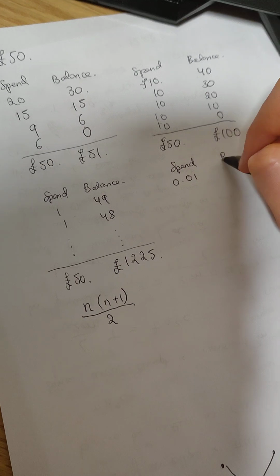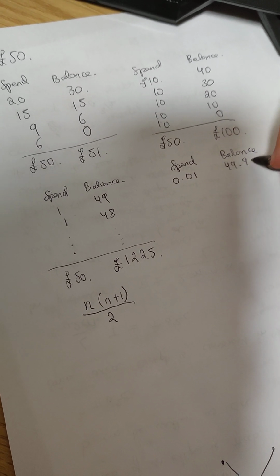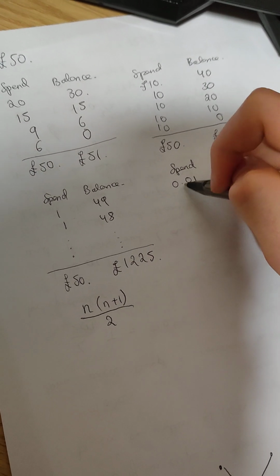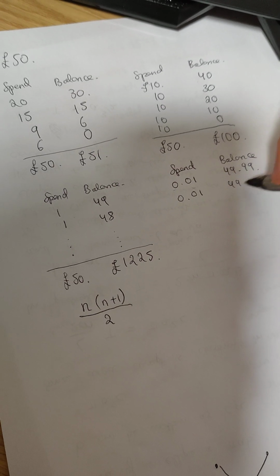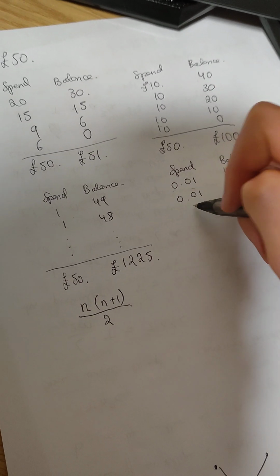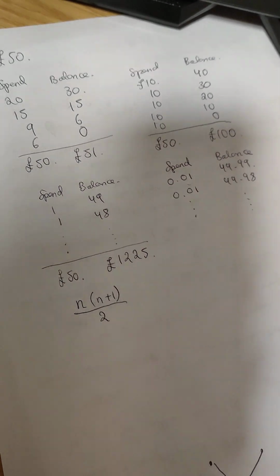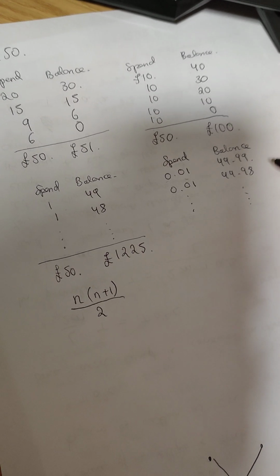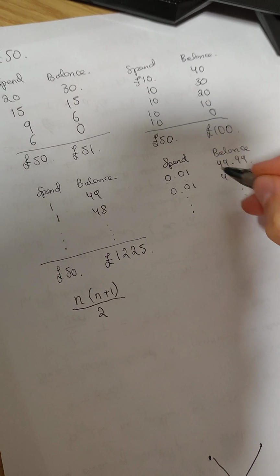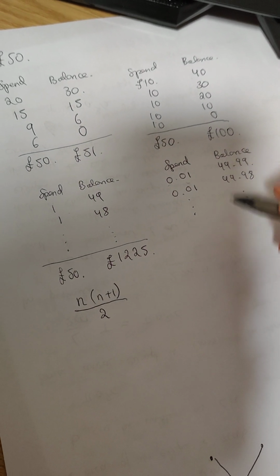And so if I spend a penny, then what's in my balance? £49.99. If I spend another penny, I'll go down by another penny, and I can keep going. And you can see that, well, this total is going to be roughly 100 times bigger than the previous total, right? Because for each pound where we had a previous entry, we now have 100 entries which look pretty similar.